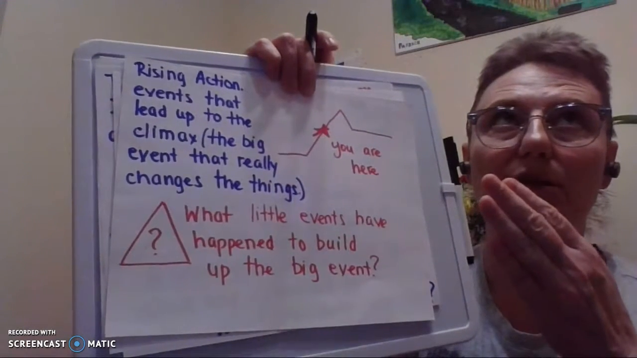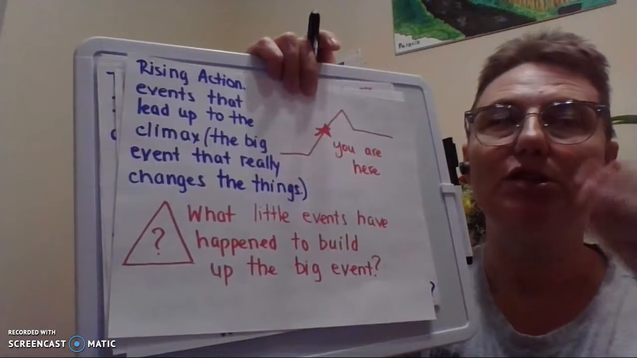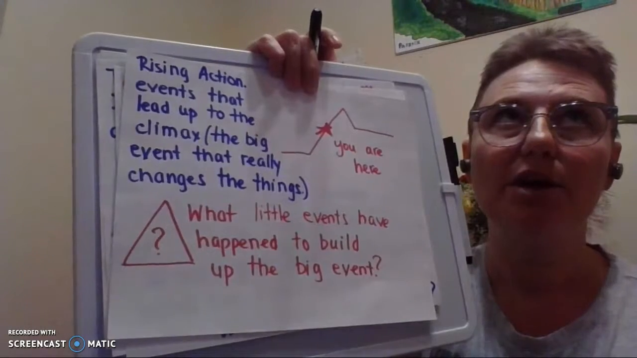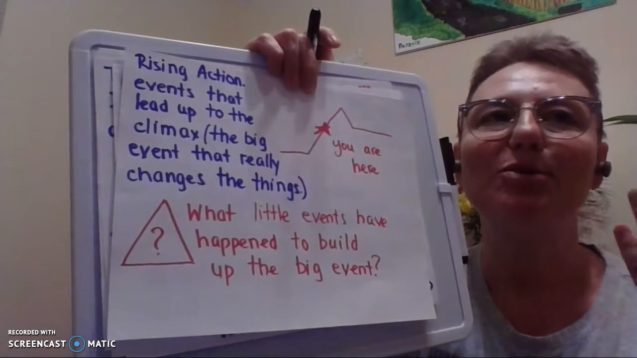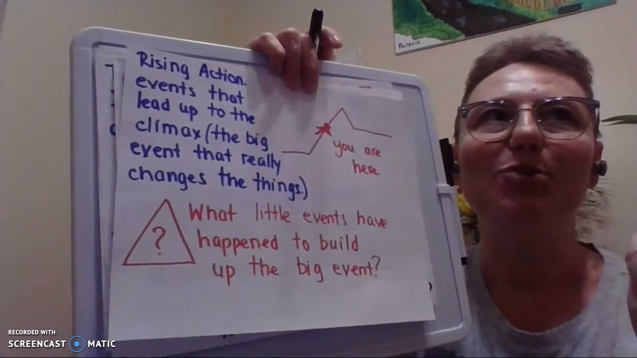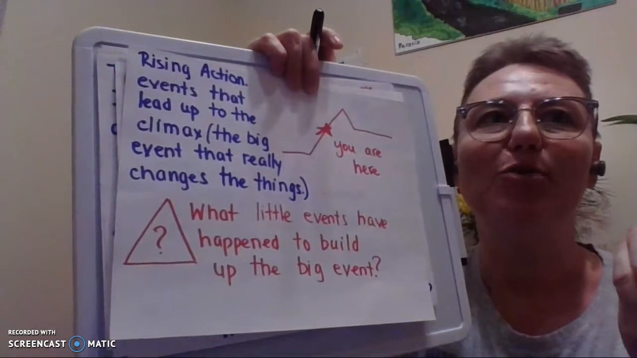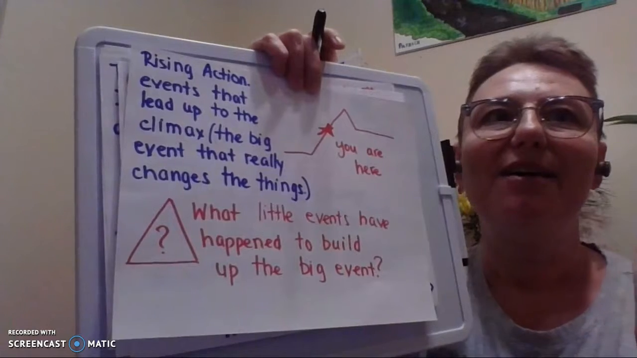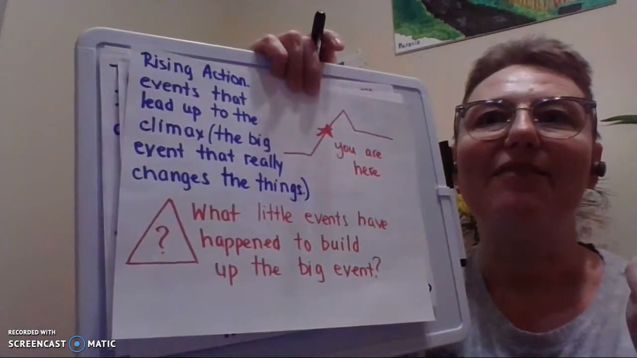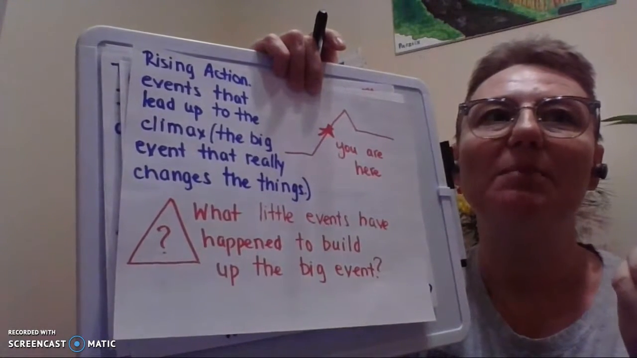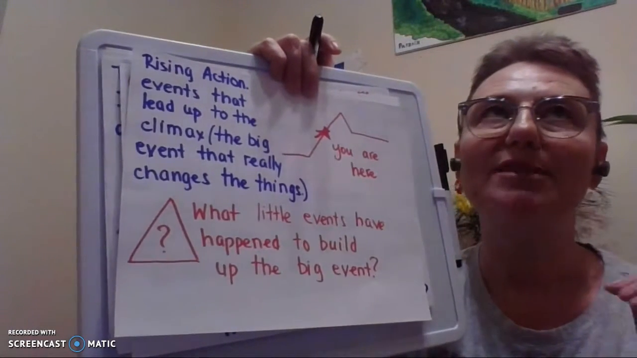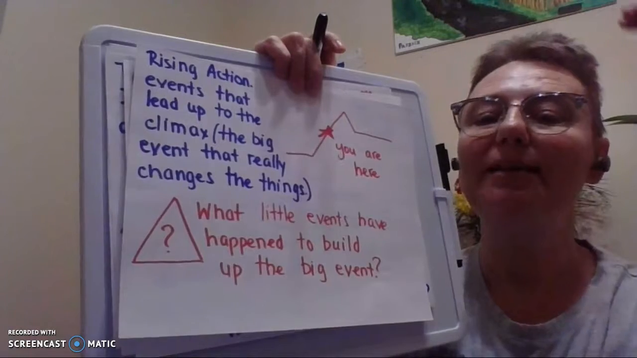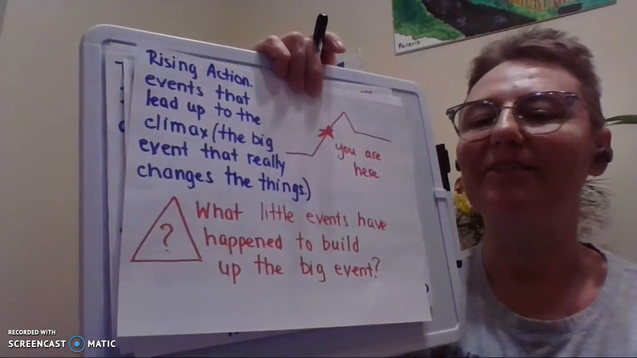The climax is known as the big event that changes everything in the story, okay? But the rising action, all the events that lead up to that. So the question that you need to ask yourself when you're looking for the rising action would be, what little events have helped build up to the big event? So you want to look for all those little events that build until you get to the big event.